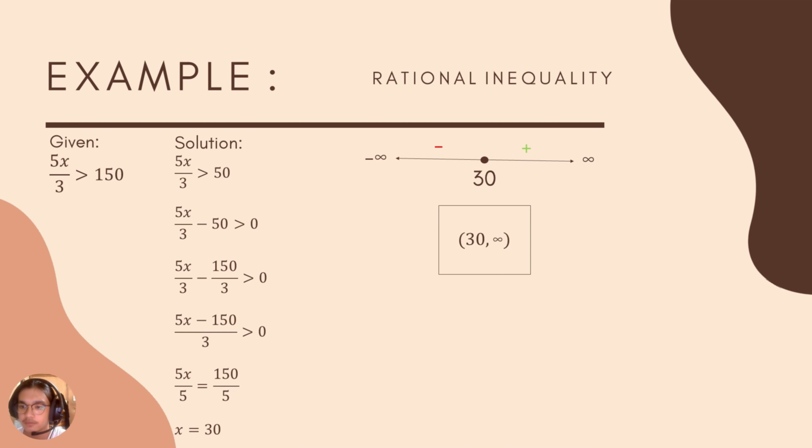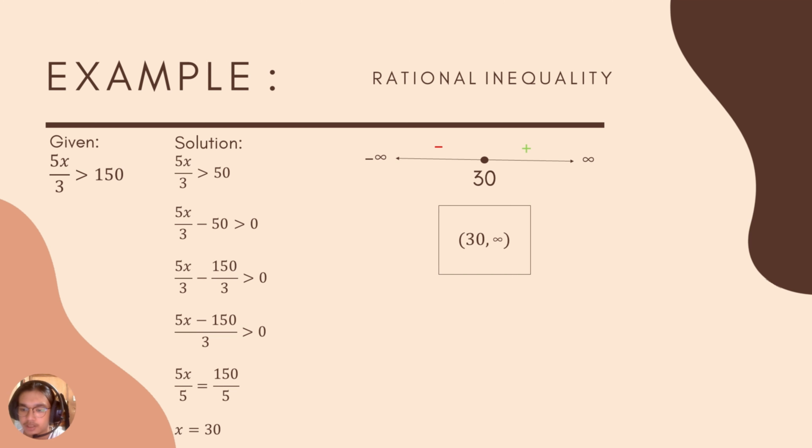Now we have an example of a rational inequality. We have a given of 5x over 3 is greater than 50. To solve this inequality, we must first get it into its proper form, which is having only 0 on one side of the inequality. We do this by transposing the 50. After that, we find the common denominator and then simplify. After equating the numerator to 0 to find x, we can now plot our point on the number line and test for values.